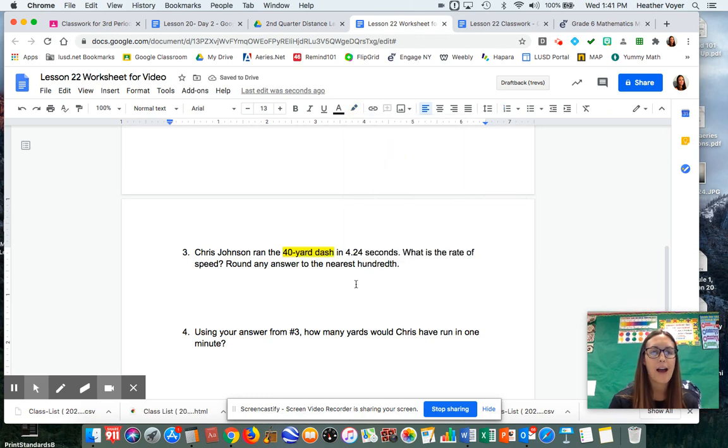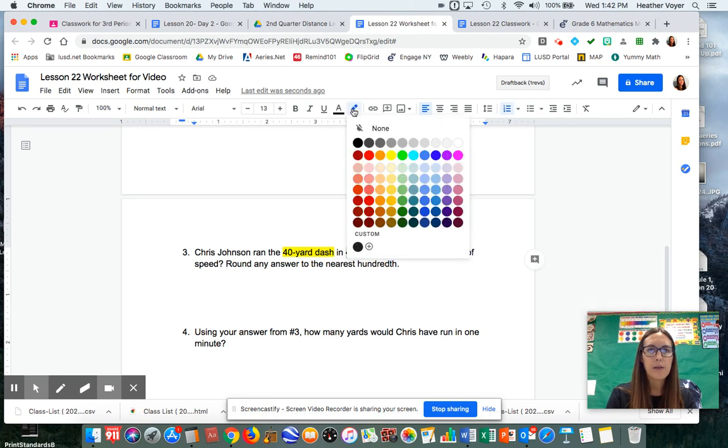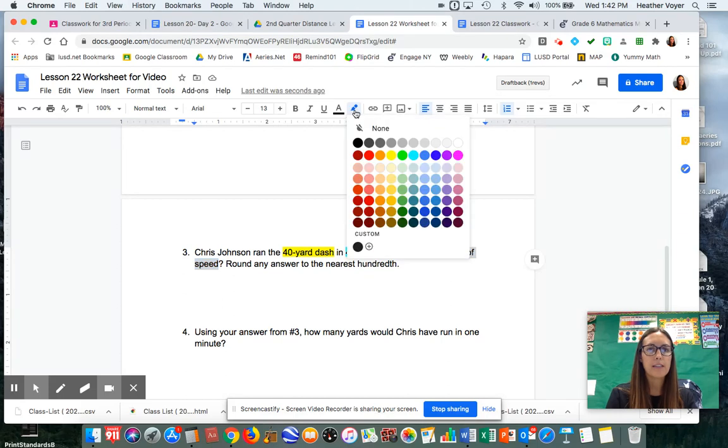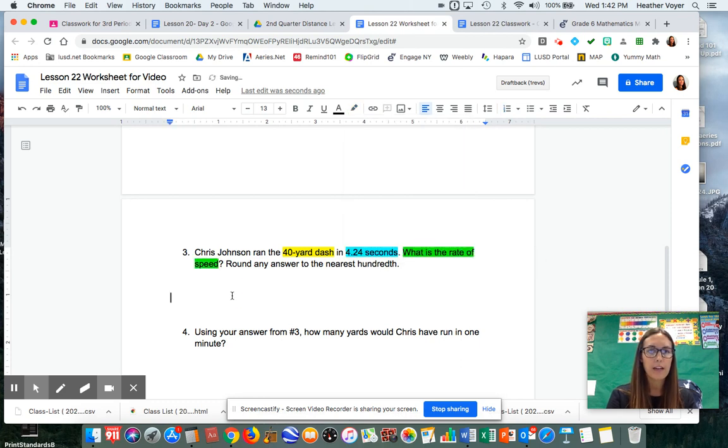I also see time here. The time that he ran his 40 yards was 4 and 2400 seconds, and my time is going to be in blue. What is the rate of speed? This is what I'm being asked to solve for. This time I'm being asked to solve for the rate as opposed to the distance like in the previous questions. The rate is highlighted in green, so I'm going to highlight the question part in green because that is what I'm being asked to solve for.